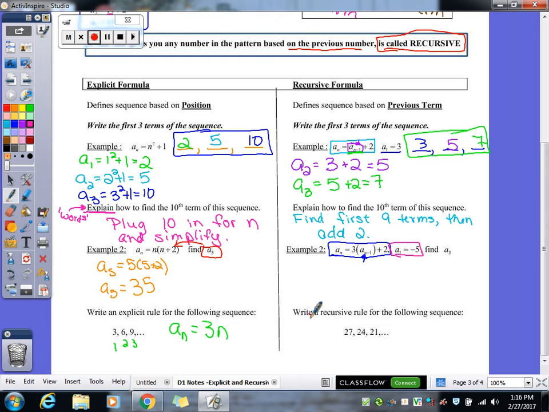But they want us to find our third term. But as we know, what do we need to know in order to find our third term? Our second term. So we got to find a sub 2 first, then we can figure out the third term. So reading through our recursive formula over here, this says 3 times your previous term plus 2. So 3 times my previous term, which was negative 5, plus a 2, would give us a what? Negative 13.